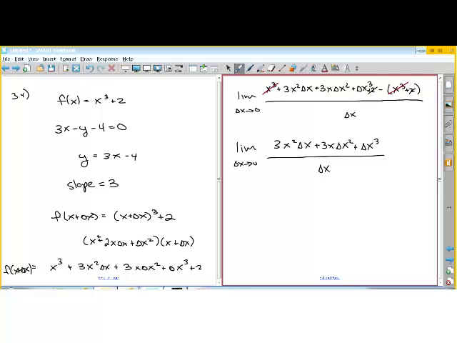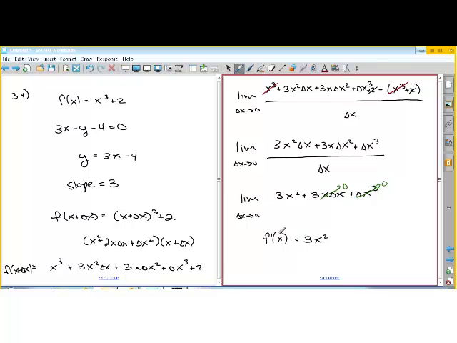Okay, now we do the canceling out. When you cancel the delta x with each term in the numerator, you get 3x squared plus 3x delta x, so I lose one of those, plus delta x squared, and the denominator's gone now because I've canceled it out. Now you let the limit as delta x goes to 0, so that goes to 0, that goes to 0. The only term that's left is 3x squared. So we can say that f prime of x, the derivative, is 3x squared.